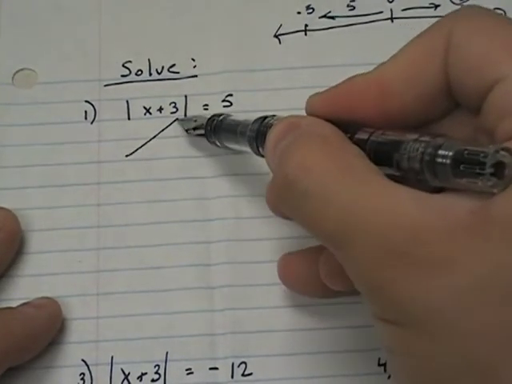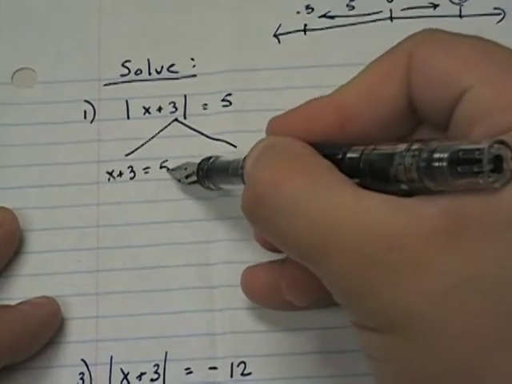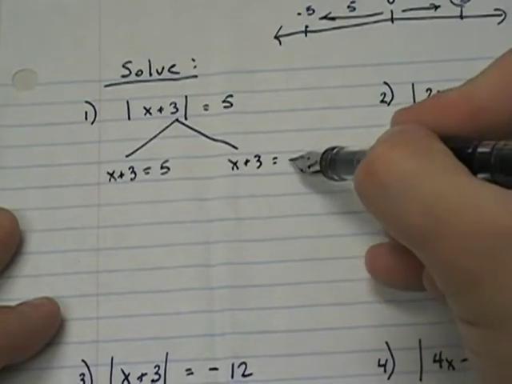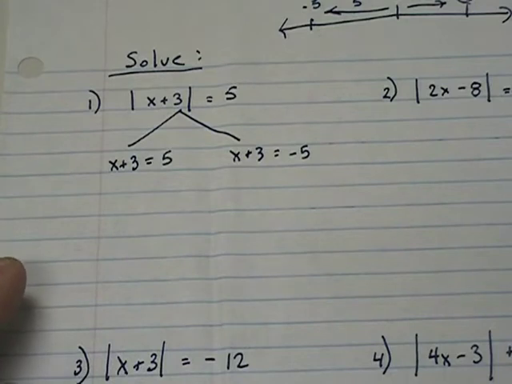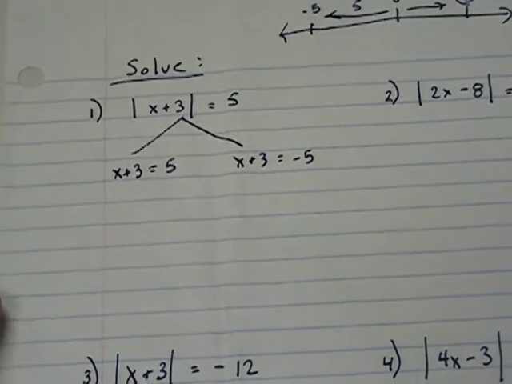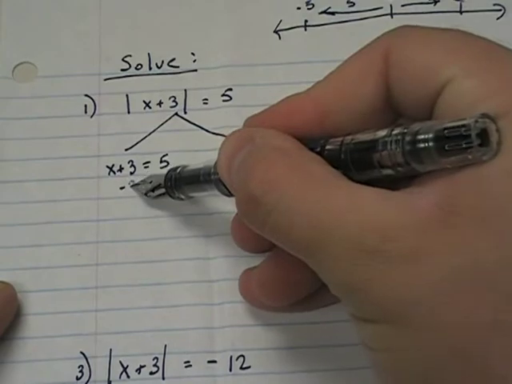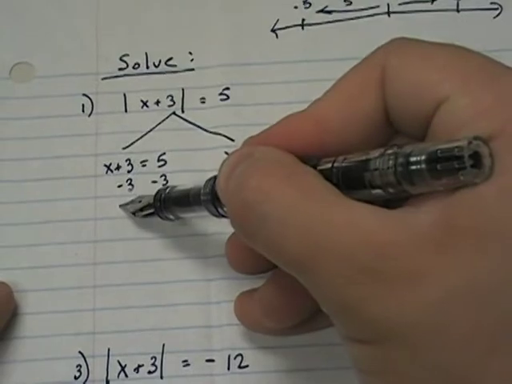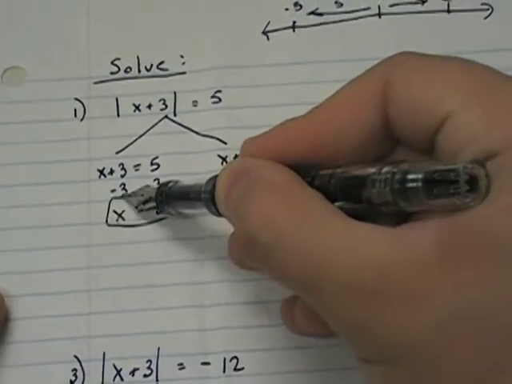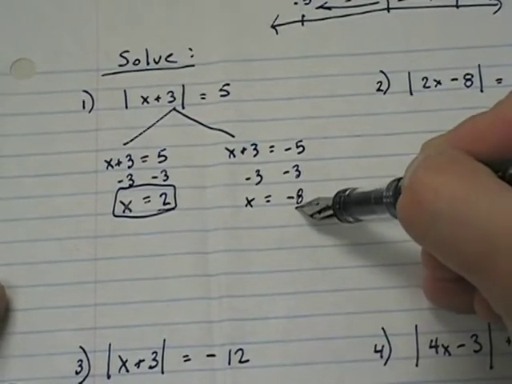this equation will actually be broken into 2 equations. x plus 3 equals 5, and x plus 3 equals negative 5. Or a lot of teachers may write it as x plus 3 equals plus or minus 5. Now we've come down to 2 unique equations to solve, and these are very simple equations. We subtract 3 from both sides here, and we subtract 3 from both sides here, and this equation gives me x equals 2, and this equation gives me x equals negative 8.